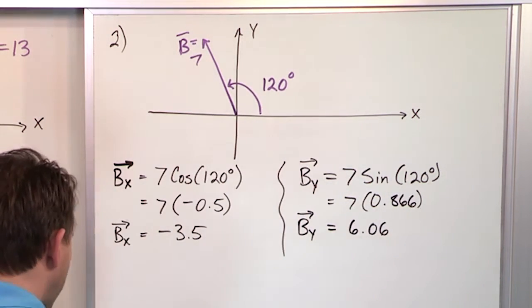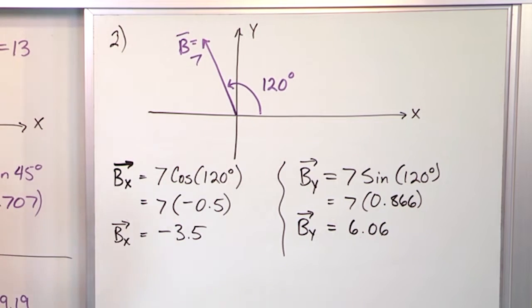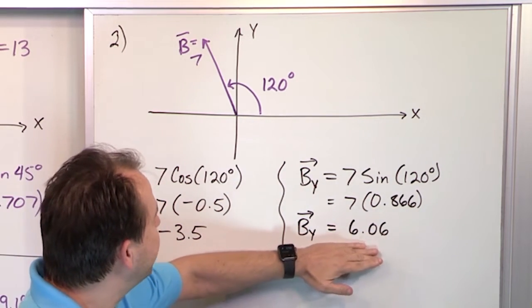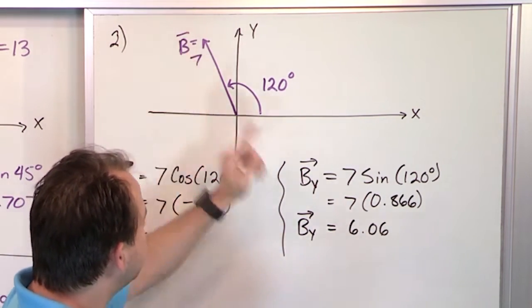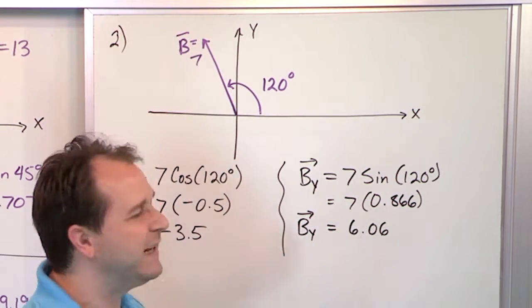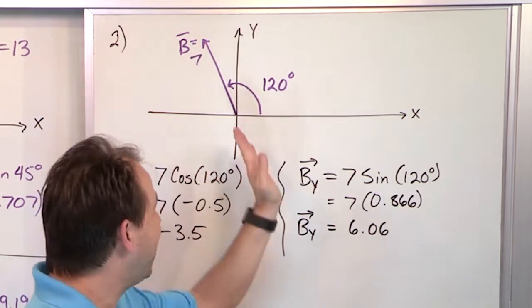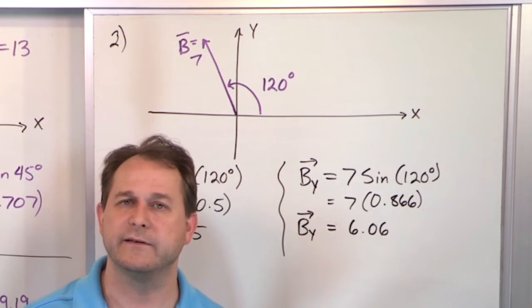All right. So what we have shown is that in this case, the y component of this vector points up because it has a positive value. It's pointing in positive y. Makes sense because the arrow is angled upward. It's going in the positive y direction.